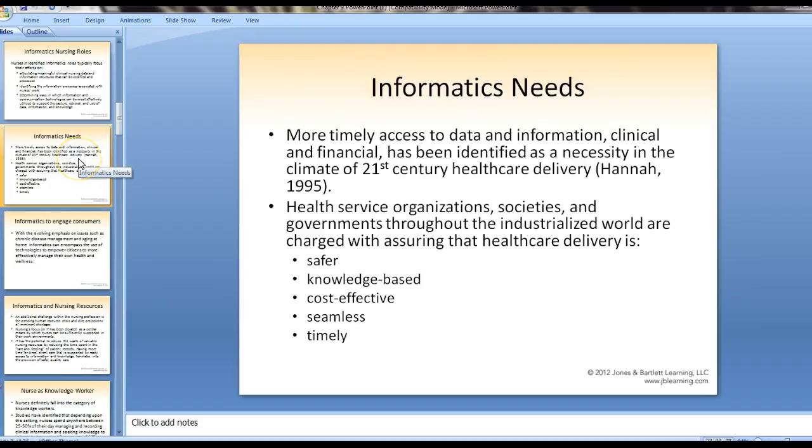Informatics helps us be safe. It helps us use the best knowledge out there. It makes us cost-effective and seamless, so we can transition from care level to care level, and we can do it in a timely manner.